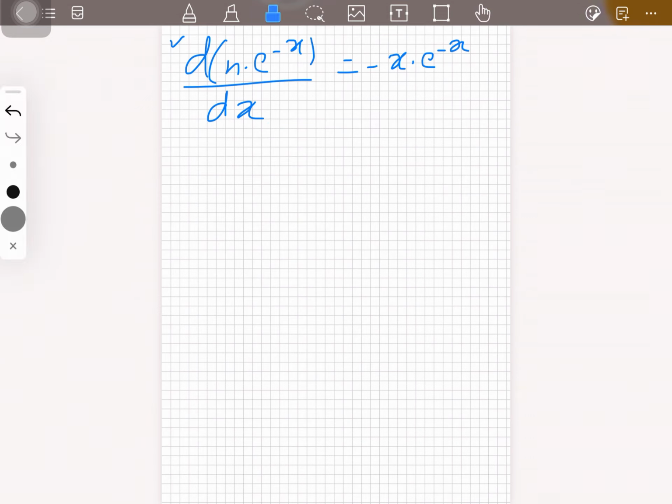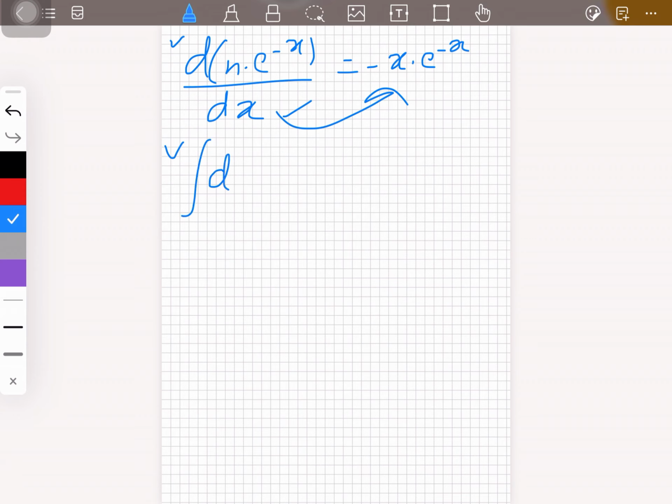If you don't believe it, you can open this term using the product rule, and you will simply get what is in the previous step. Now let's send this dx to the other side and integrate both sides. So d(n times e to the power minus x) is equal to the integral of minus, let's pull it outside, x times e to the power minus x dx.